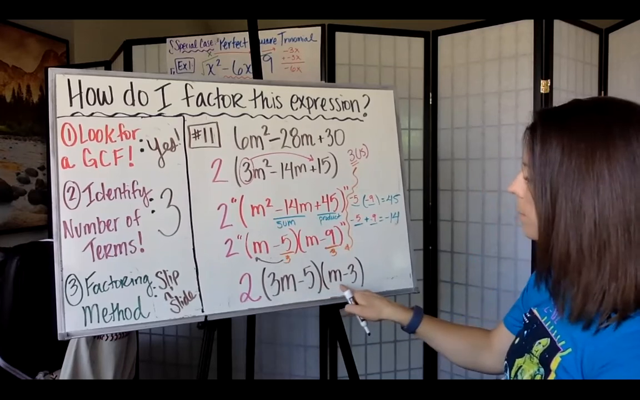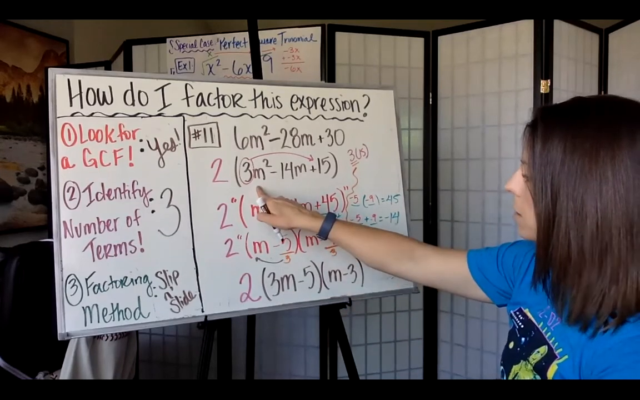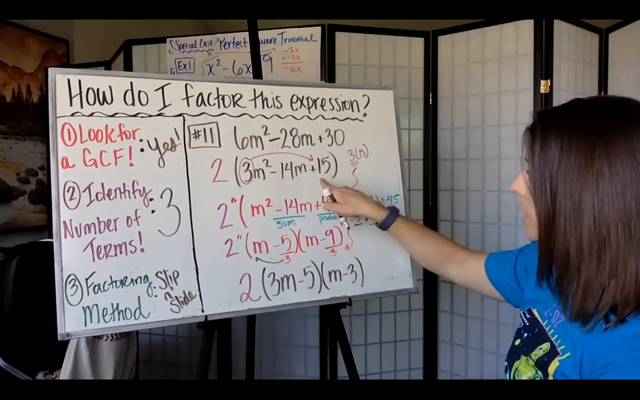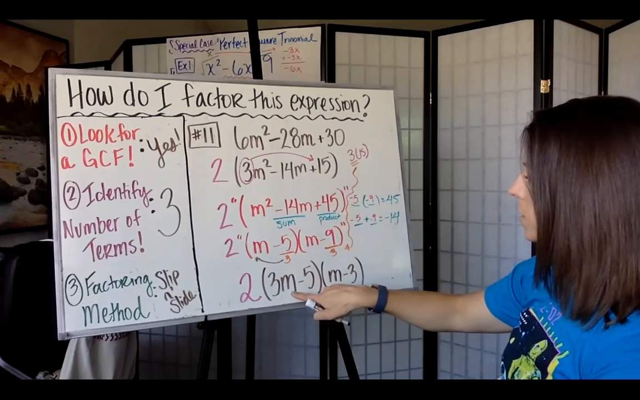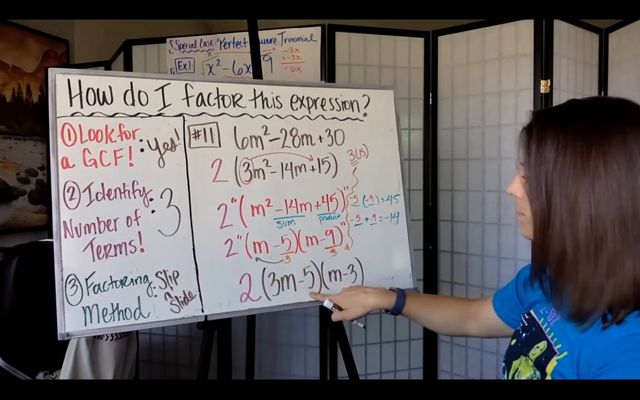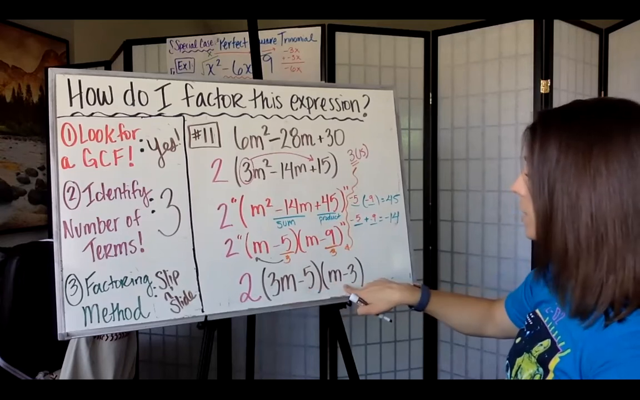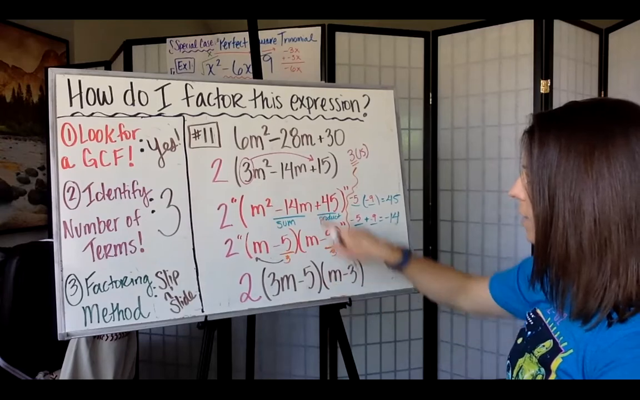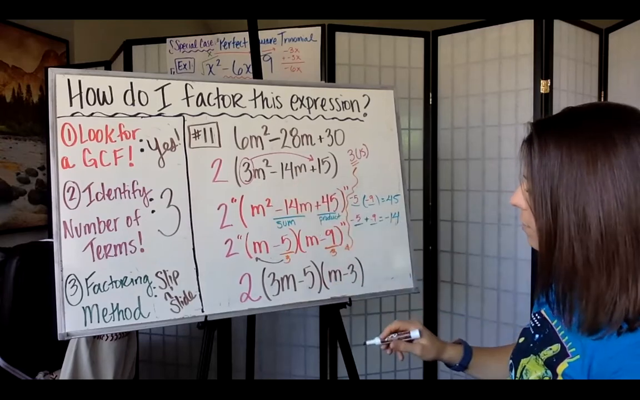So let's see, 3m times m is 3m squared. Negative 5 times negative 3 is 15. Negative 5 times negative 3 is positive 15. That's 3 times 1 is 3. Negative 5 times negative 3 is 15. 3 and 15. Oh, excuse me. 3 times negative 3 is negative 9. Negative 5 times 1 is negative 5. Negative 9 and 5 is negative 14. Sorry if that confused you.